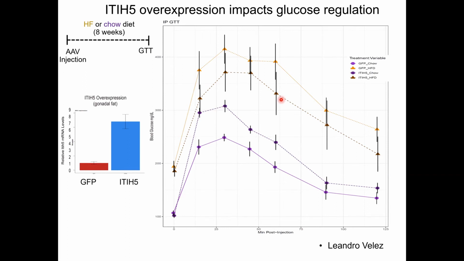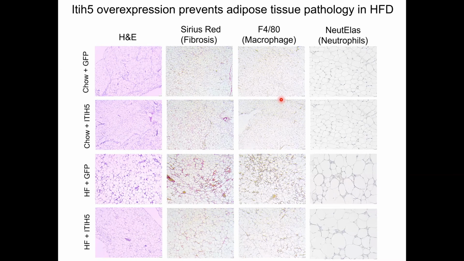We did a lot of gene expression. At first, I thought this was coming from muscle and signaling, but it seems to be coming a lot from fat. And so what we did is we looked in fat at what's going on. I'm just showing some representative examples, but we do think that this captures the overall physiology. So we have chow GFP mice, where you can see a nice normal section of fat in terms of neutrophil elastase, macrophage staining, fibrosis.